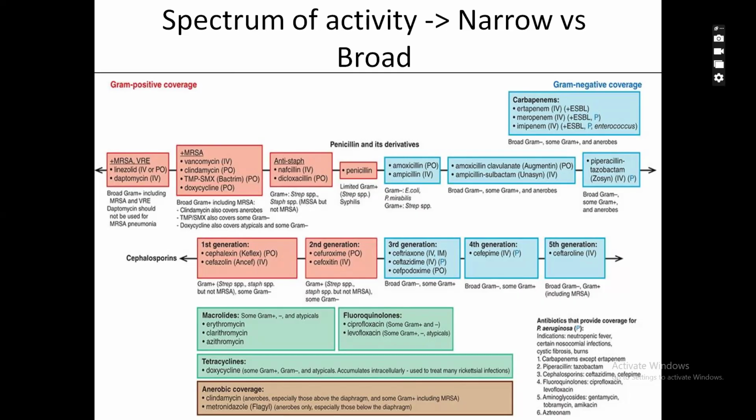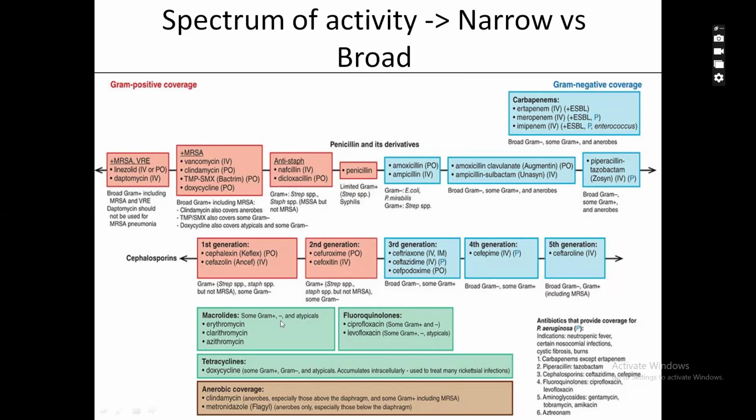But the third generation and the fourth generation cephalosporin, the most common feature of these is that they have an anti-pseudomonal activity. Not all. Ceftriaxone doesn't have anti-pseudomonal activity. Ceftazidime, cefoperazone, cefepime, these three have anti-pseudomonal activity.